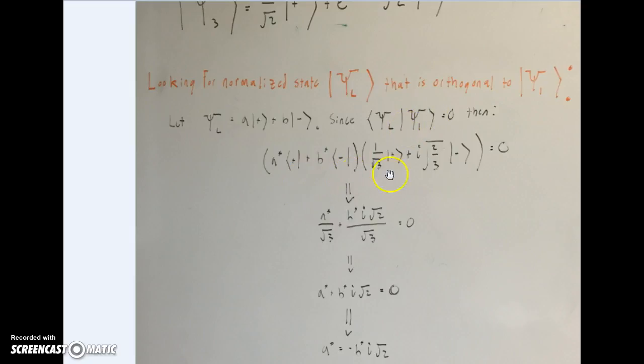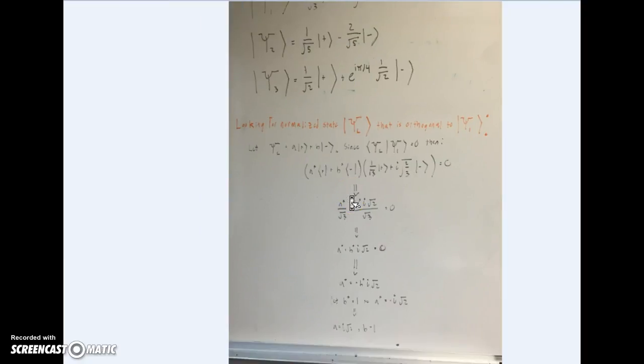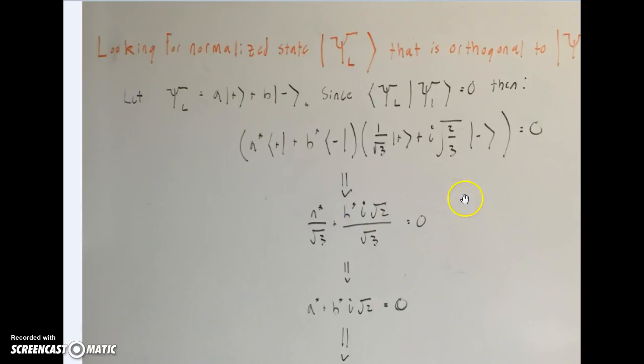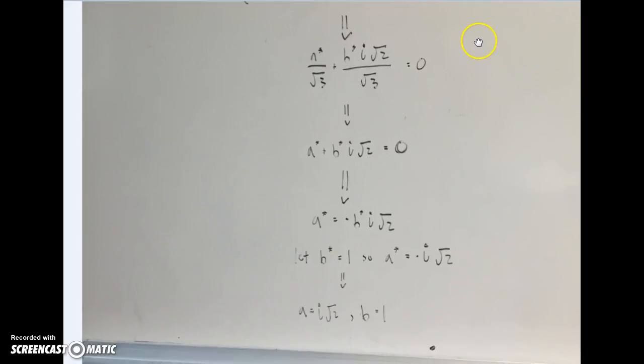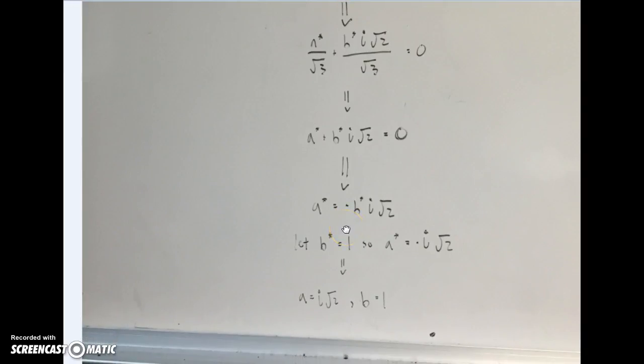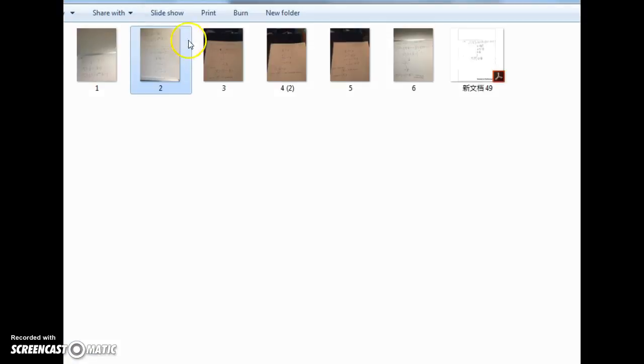And then from there, we can just write out this inner product. This gives us a relationship between A star and B star. They're A star and B star and not just A and B, because we're taking the bra form of psi L to take the inner product with psi1, and I just chose to conjugate psi L instead of psi1. From that relationship we can solve for A star in terms of B star. Any pair of complex numbers that satisfies this relationship will produce a vector that is orthogonal to psi1. So I just say, let's say B star is 1, and then that means that A star is negative i root 2. So moving on.